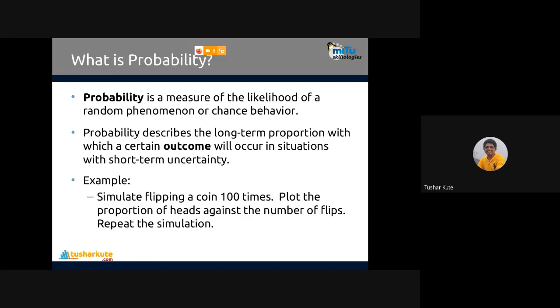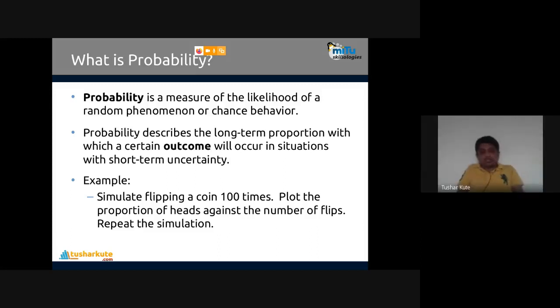See, the main important question: what is probability? Probability is a measure of the likelihood of a random phenomenon or chance behavior. Very technical: likelihood of a random phenomenon or chance behavior. What is the chance of going over there? What's the chance of coming over here? Wandering kinds of things are there. So probability describes the long-term proportion with which a certain outcome will occur in a situation with short-term uncertainty.